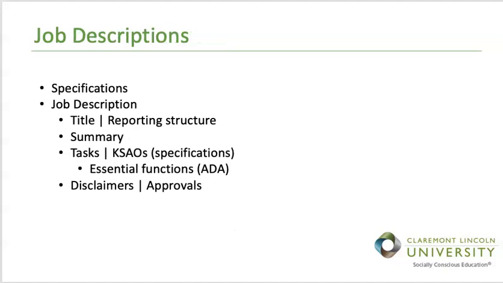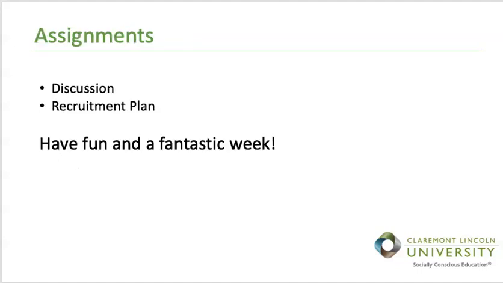So, after deciding the workflow and analyzing the jobs, we use the information, the specifications, to create the job descriptions. What should be included in all job descriptions? There's actually 4 elements. The title and reporting structure is 1. A summary of what the job involves, its significance to the organization, kind of where it fits. The tasks, also known as KSAOs from the specifications. This is also where the essential functions are identified, and the essential functions are necessary for the ADA. And then finally, disclaimers and approvals. Not all companies use approvals, but it is a best practice to know when the job was last updated, by whom, and who in the organization approved the changes.